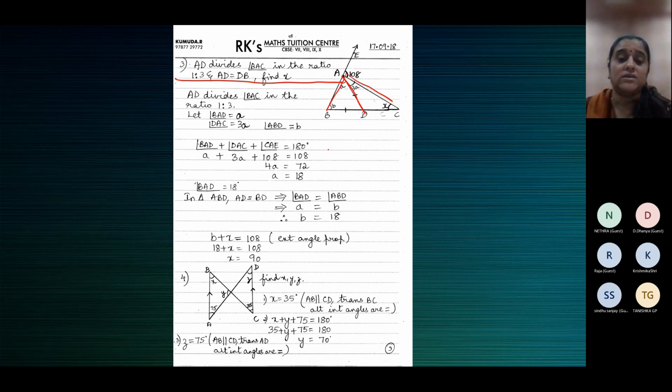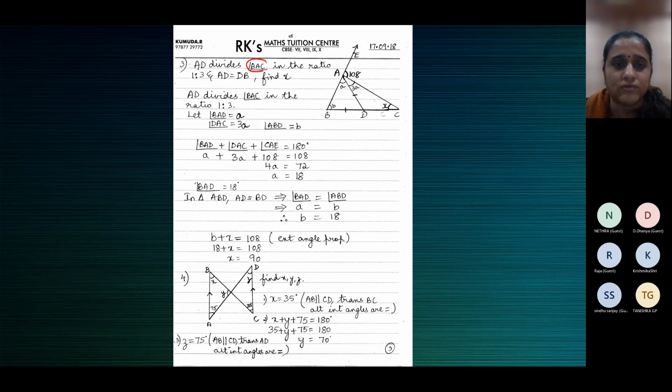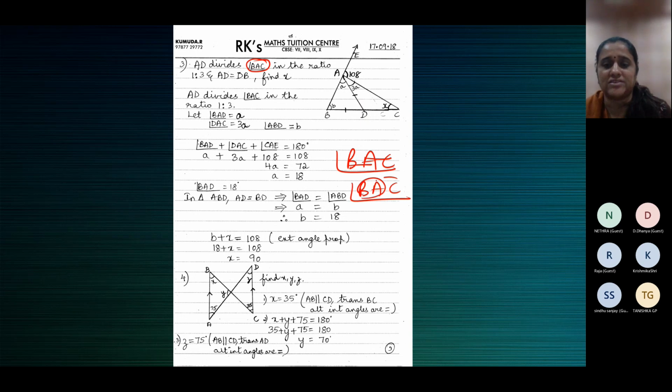Which is BAC? See, you should identify the arms of the angle. You can make out from the name of the angle. Angle BAC: BA and AC are the two arms. The vertex of the angle is at A. The angle is formed at A. BA and AC are the two arms.